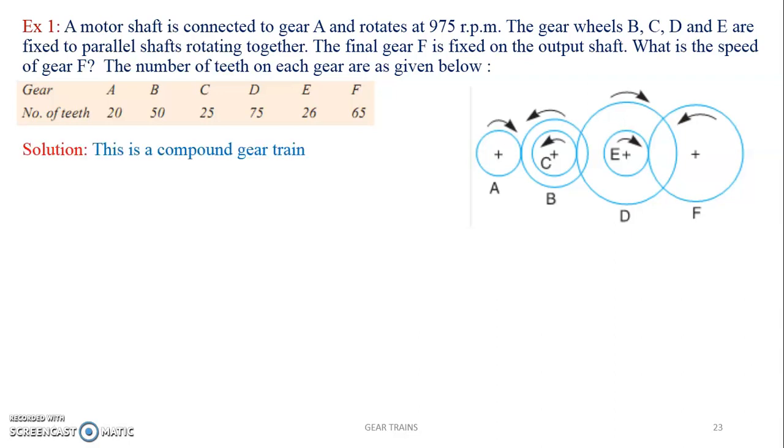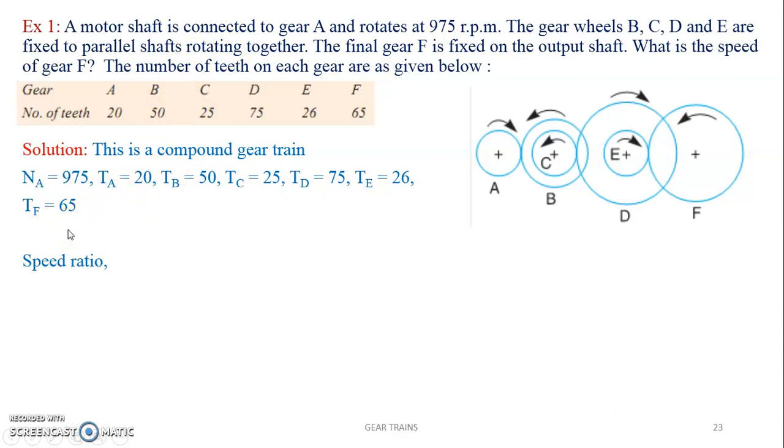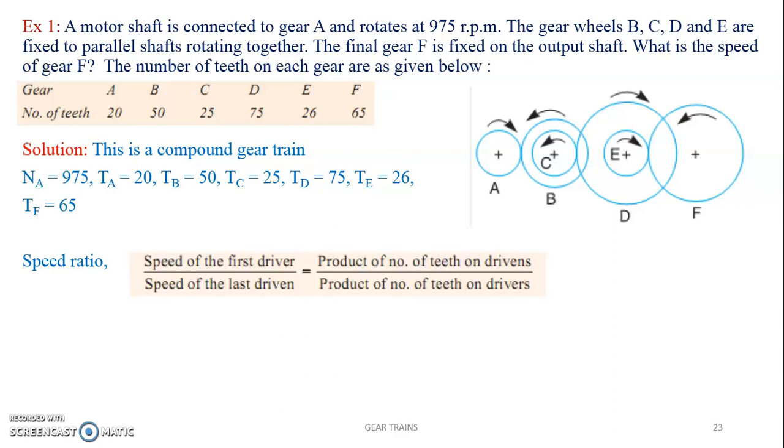Okay. So solution, this is a compound gear train. From the sketch we know that it is a compound gear train, and also from the data given, the speed of gear A is given, which is 975 rpm, and the number of teeth on each gear are also mentioned. So from this table, I can get these values. All right. Next, the speed ratio. So for a compound gear train, what is the speed ratio? The speed ratio is nothing but the product of the number of teeth on each of the driven gears divided by the product of the number of teeth on each of the driver gears. Right? Okay, we know this.